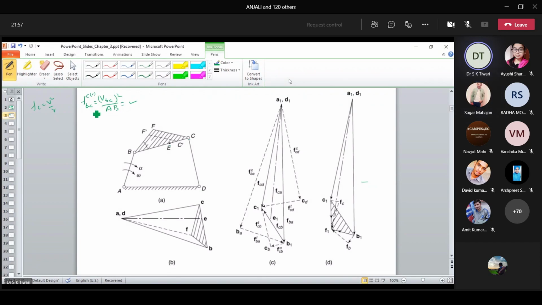Now B A means I am finding out the centripetal component of acceleration of point B with respect to the center of rotation A. Okay. Right, sir. Got it, sir.